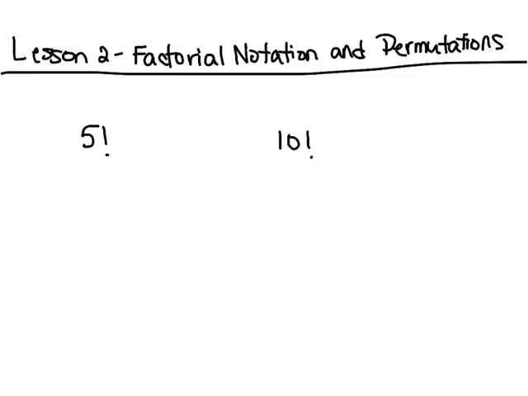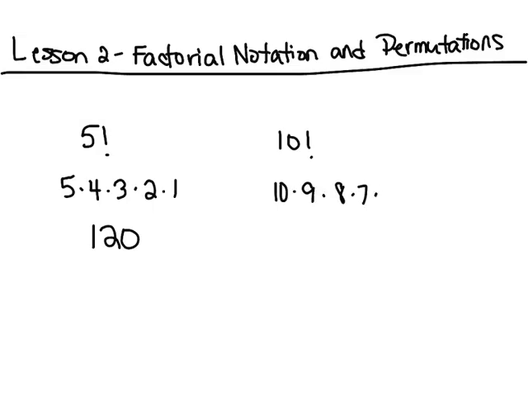So we can evaluate factorials because we know that 5 factorial is the same as 5 times 4 times 3 times 2 times 1. You can either type all those things together or use the factorial button on your calculator, and you should get 120. If you do 10 factorial, it's the same as 10 times 9 times 8 times 7 times 6 times 5 times 4 times 3 times 2 times 1. This one's much easier to use the factorial button. You should get 3,628,800.